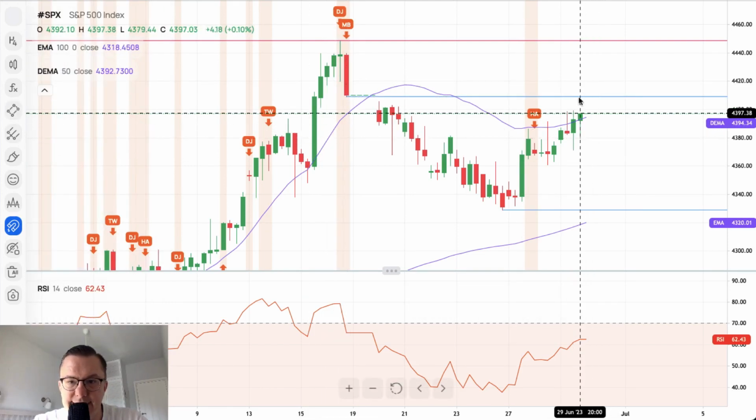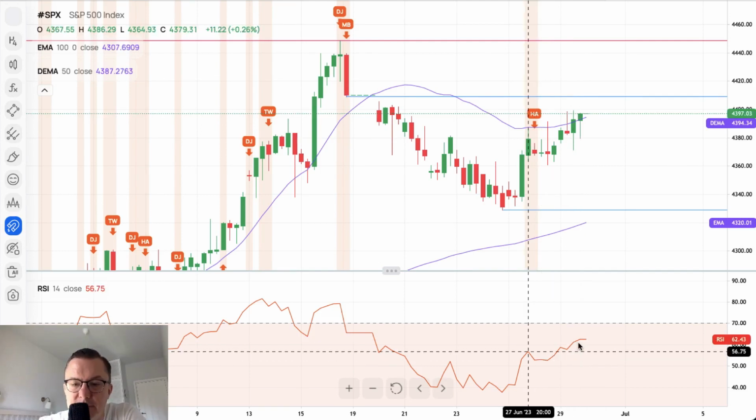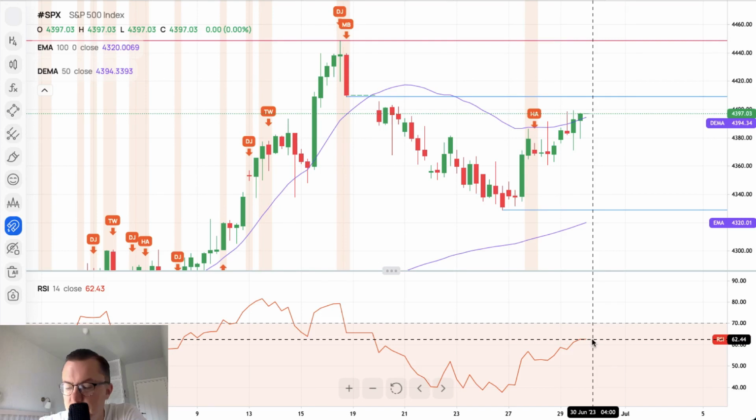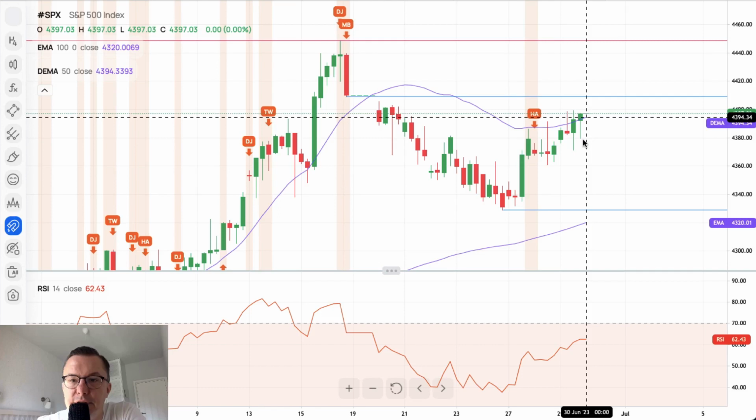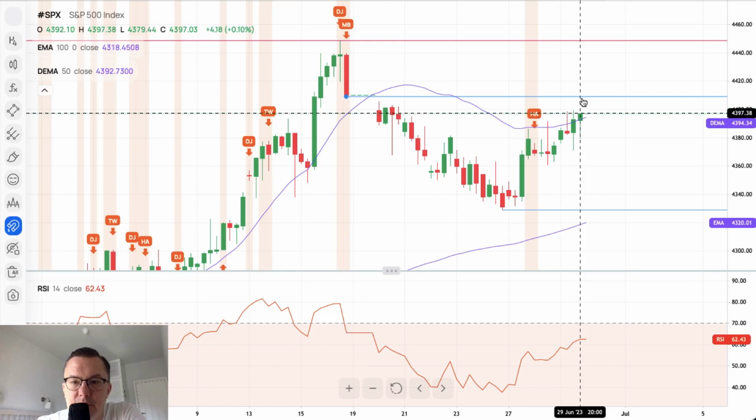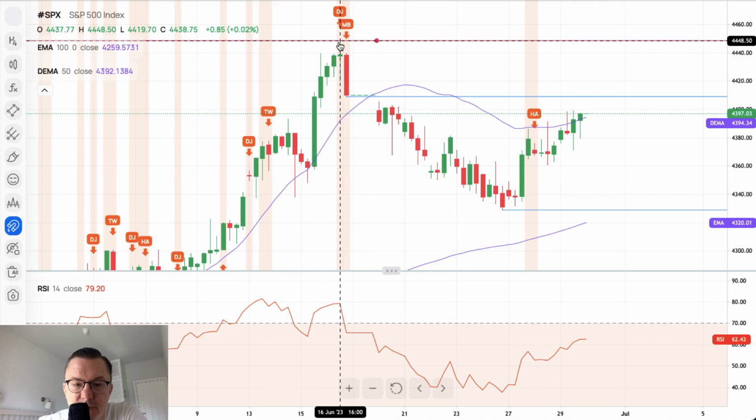We got this gap to be covered soon, which is located at 4,409, and this is the next target for the bulls, because the momentum is positive, momentum is quite strong, 62 points. So we should expect this market to move a little bit higher soon. Then of course, if we have a candle close above this line, then the market is ready to approach the swing high from the 16th of June.